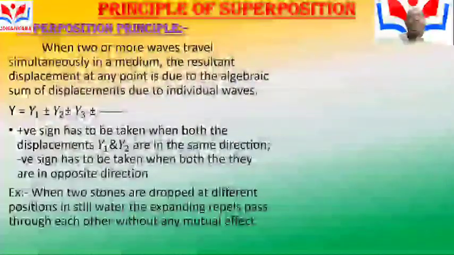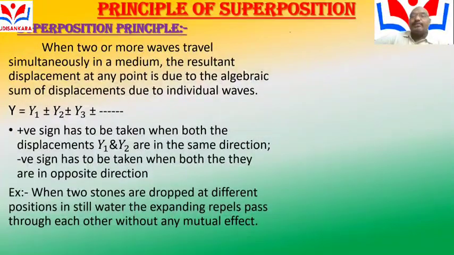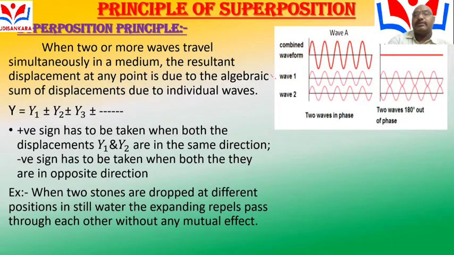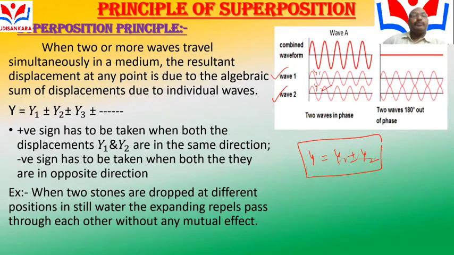What is the principle of superposition? My dear students, it is very important from the examination point of view. Here there are two displacements, y1 and y2. The first one is one wave, the second one is another wave. The resultant displacement is equal to the algebraic sum of the two individual waves, y1 plus or minus y2. That is called the superposition principle.